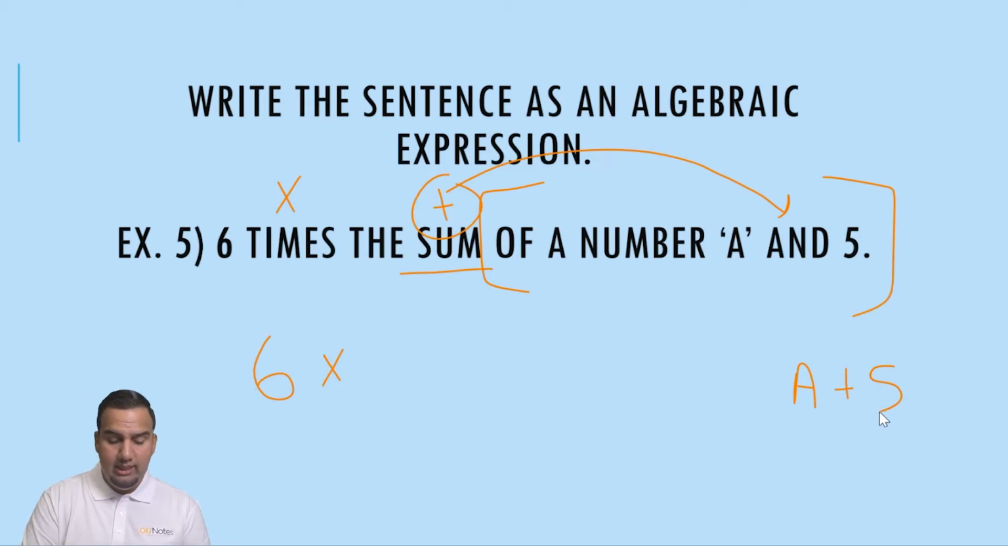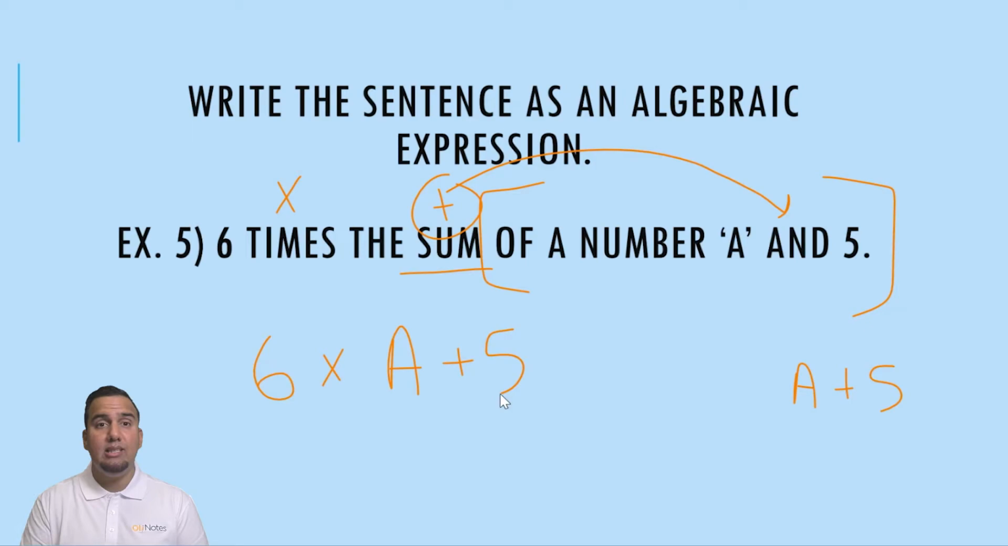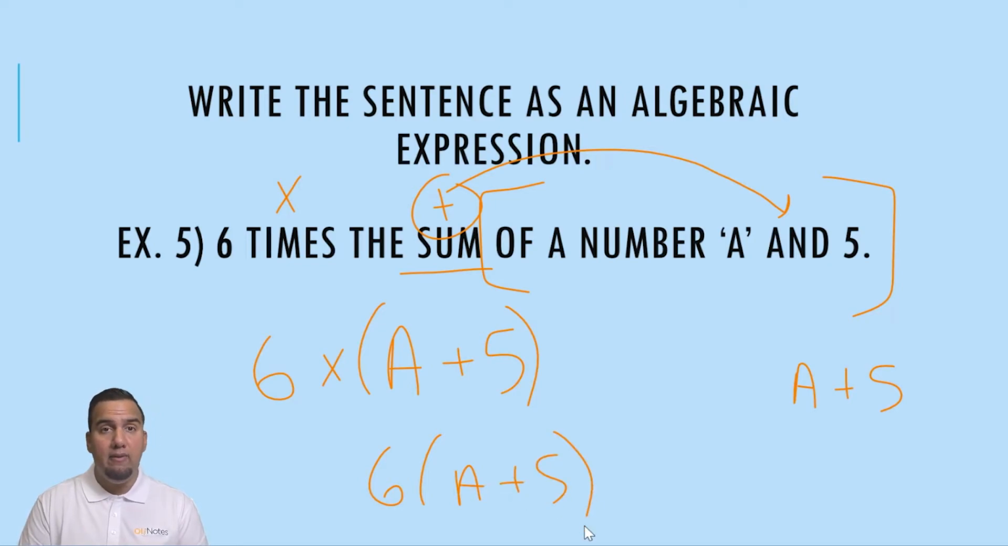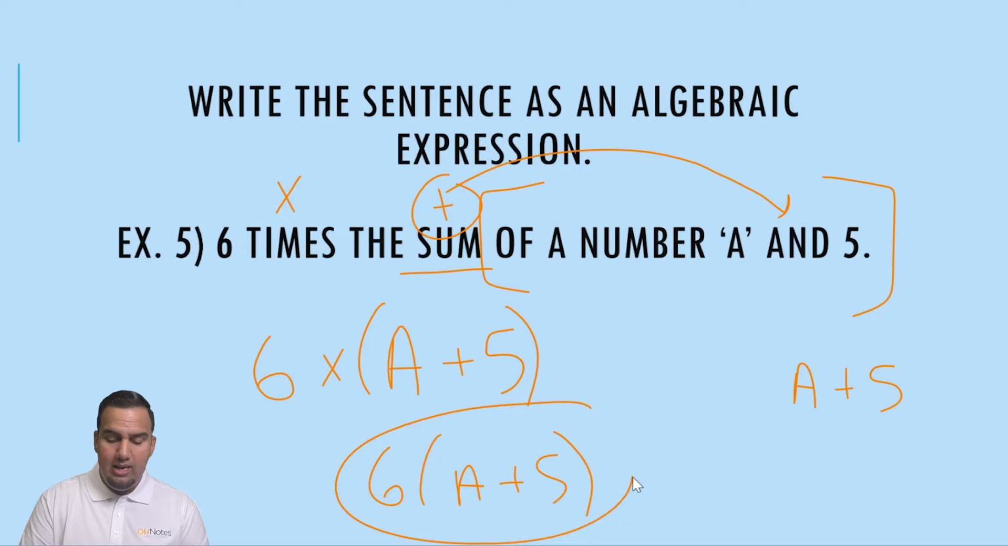How do I write that? 6 times a plus 5. Now, if you write it like this, it looks like that 6 is only being multiplied to a, but if you notice, it says 6 times the sum. So I have to first find the sum and then multiply by 6. So what does this mean? I'm going to use parentheses, so my final answer would be 6 parentheses a plus 5. I'm going to first find the sum of a plus 5 and then multiply by 6, and that's my final answer.